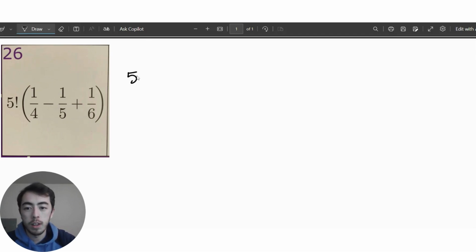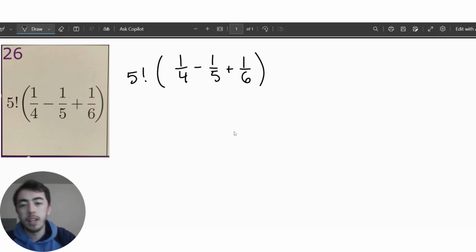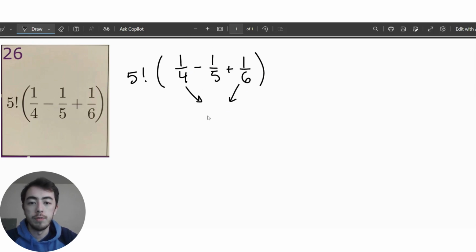I'll just rewrite 5 factorial here. I'm just rewriting the whole problem actually. 1/4 minus 1/5 plus 1/6. When adding or subtracting fractions, it's really important to have the same denominator, or a common denominator, and it needs to be the least common multiple of all of these numbers. So for example, if I was adding 1/4 and 1/6 together, then 24 would be a really good denominator because it's the least common multiple of 4 and 6.